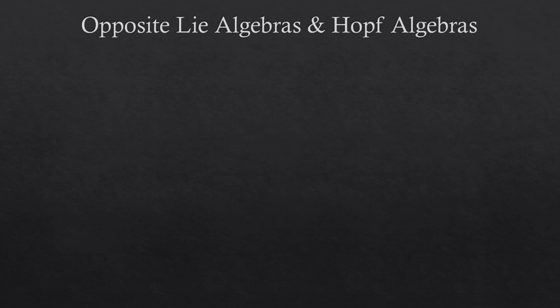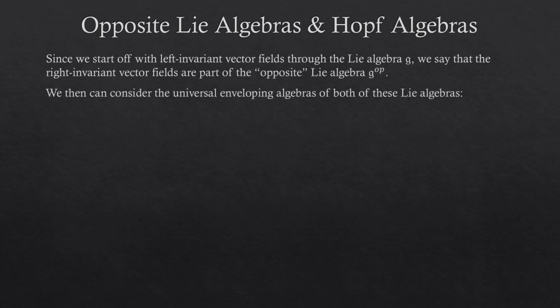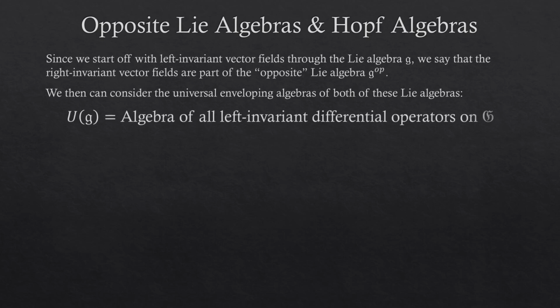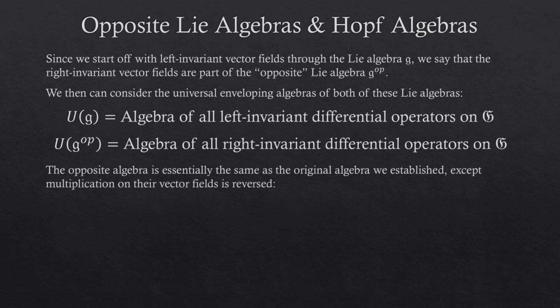Now let's consider the opposite Lie algebras and Hopf algebras. Since we start off with left-invariant vector fields through the Lie algebra g, we say that the right-invariant vector fields are part of the opposite Lie algebra g op. We can then consider the universal enveloping algebras of both of these Lie algebras. So the universal enveloping algebra of the Lie algebra g is the algebra of all left-invariant differential operators on the group. Its opposite then is the algebra of all right-invariant differential operators on that group. The opposite algebra is essentially the same as the original algebra, except the multiplication on the vector fields is reversed. So a with the opposite product on b is equal to b times a.